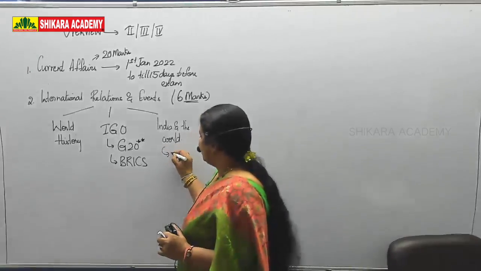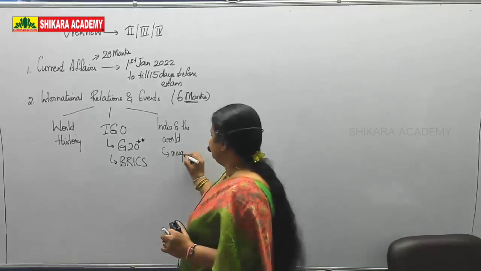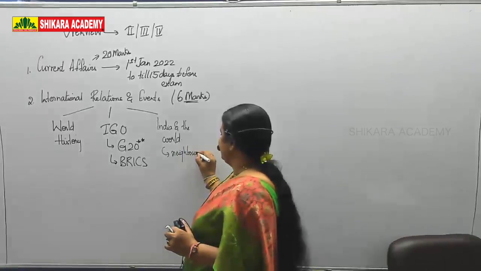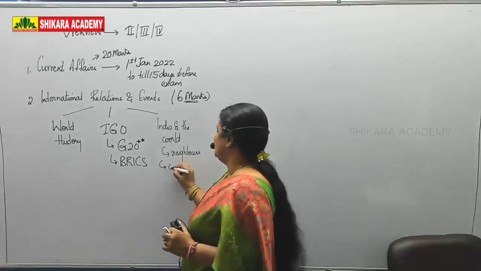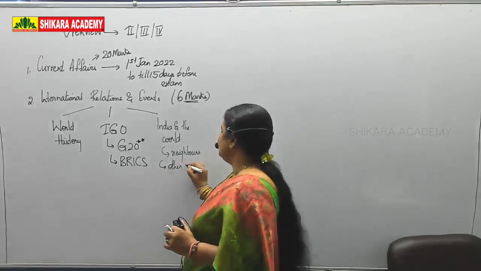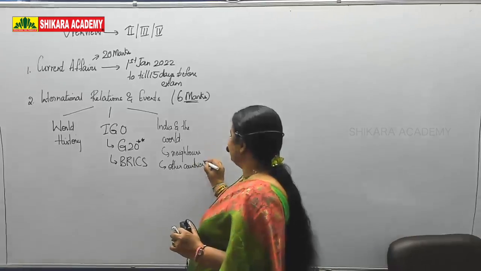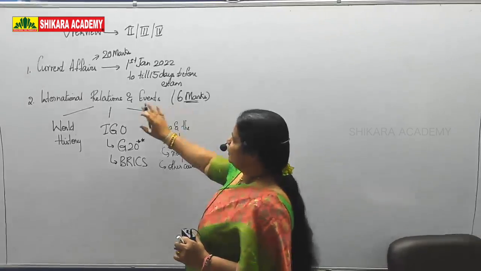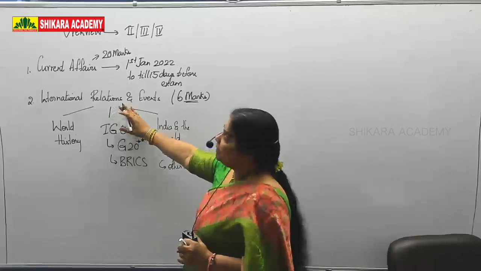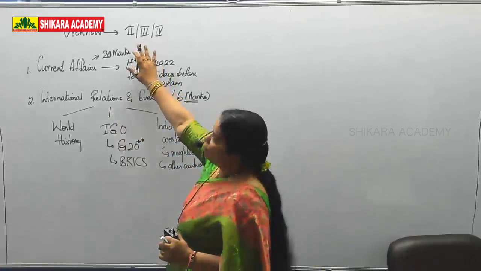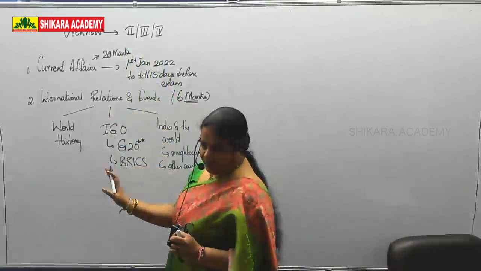First, we finish with neighbors. Then we talk about other countries. All important milestones, as in all agreements that have been signed by these countries will be important. This is what we are going to study for IR. And as I said, for 2, 3, 4, this remains the same. There won't be any difference.